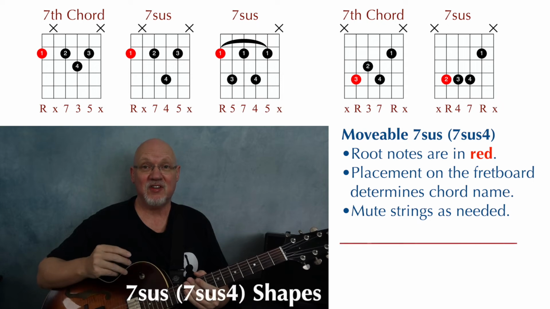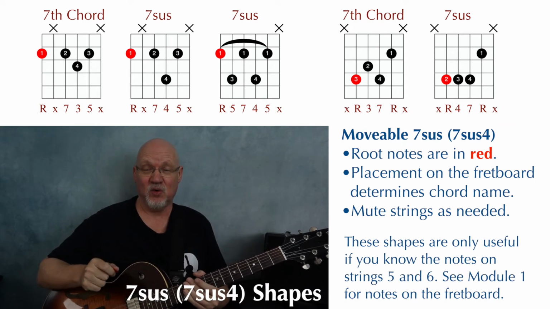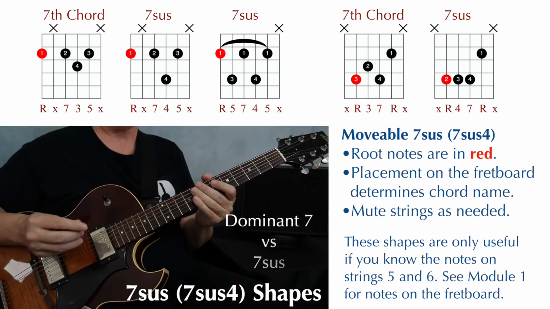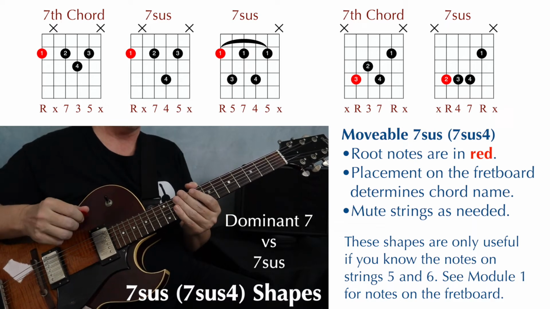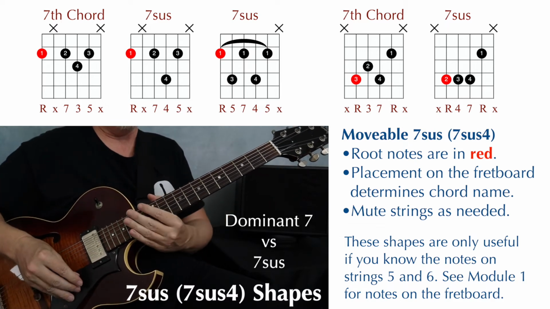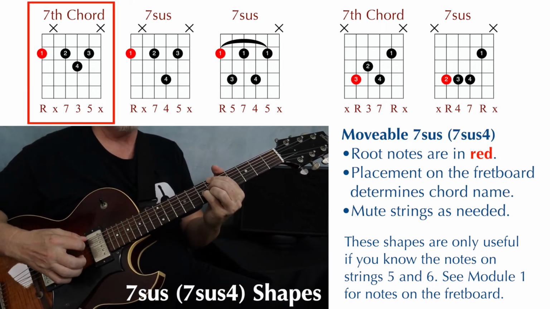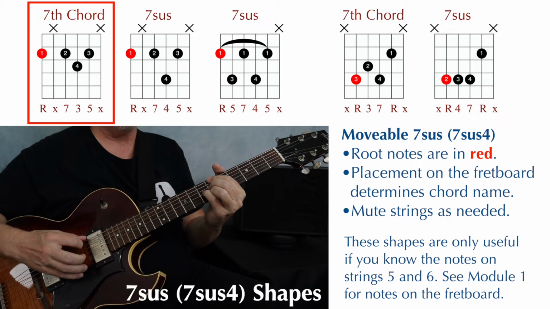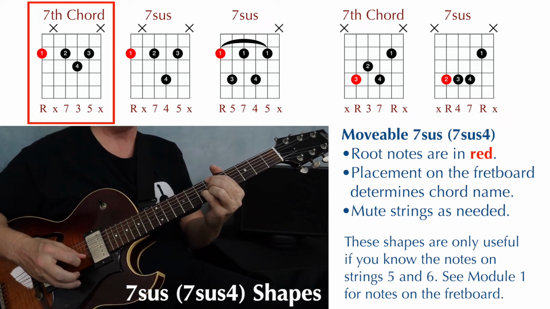Being able to write out these 7sus chords is well and good, but you want to be able to play them on the guitar as well. So I'm going to show you some movable 7sus shapes. Because they're so closely related, we're going to compare these 7sus shapes to the dominant 7 shapes you learned a little while ago. So here's a dominant 7 shape you can play with the root on the 6th string. We have a root, a 7th, a 3rd, and a 5th.